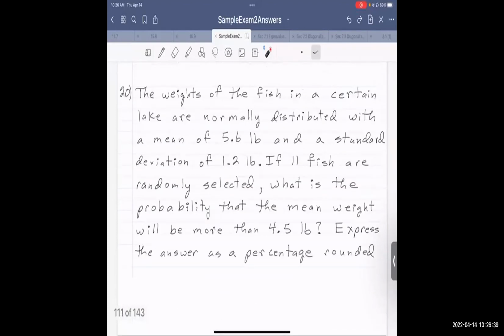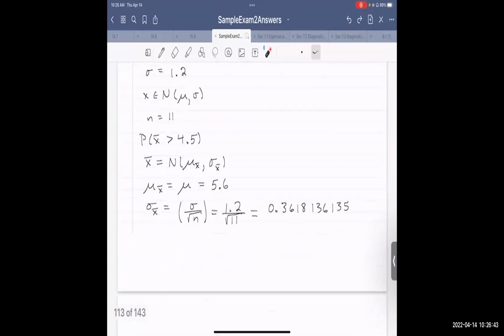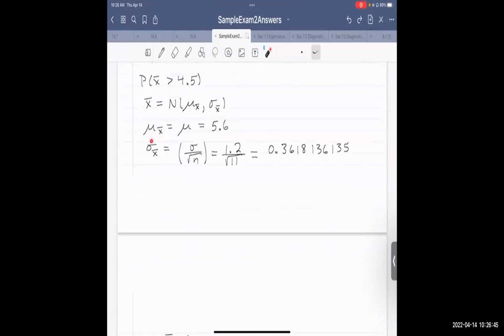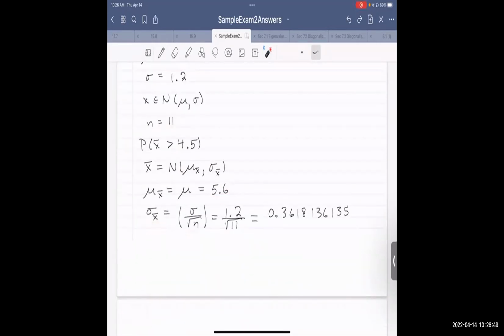The mean for the sampling distribution of all possible sample means, and the standard deviation for the sampling distribution of all possible sample means. Well, if you recall, we found out that the formula that we're going to be using for the standard deviation is just sigma over the square root of n. So sigma, well, we have the population standard deviation. This is equal to 1.2 divided by the square root of the sample size, which is 11.